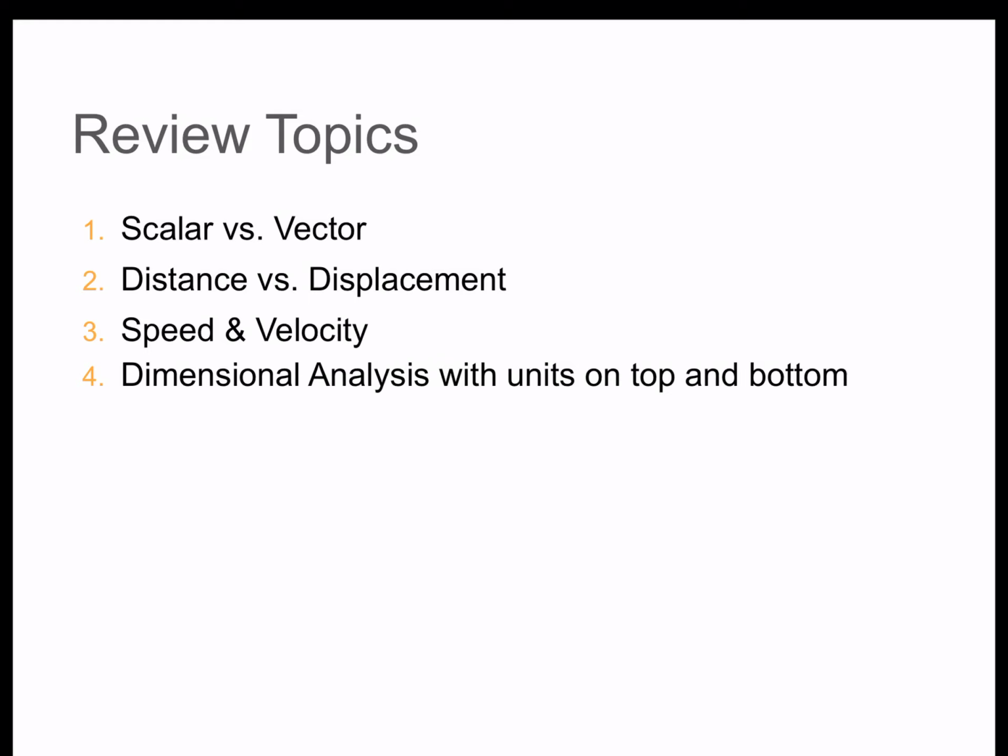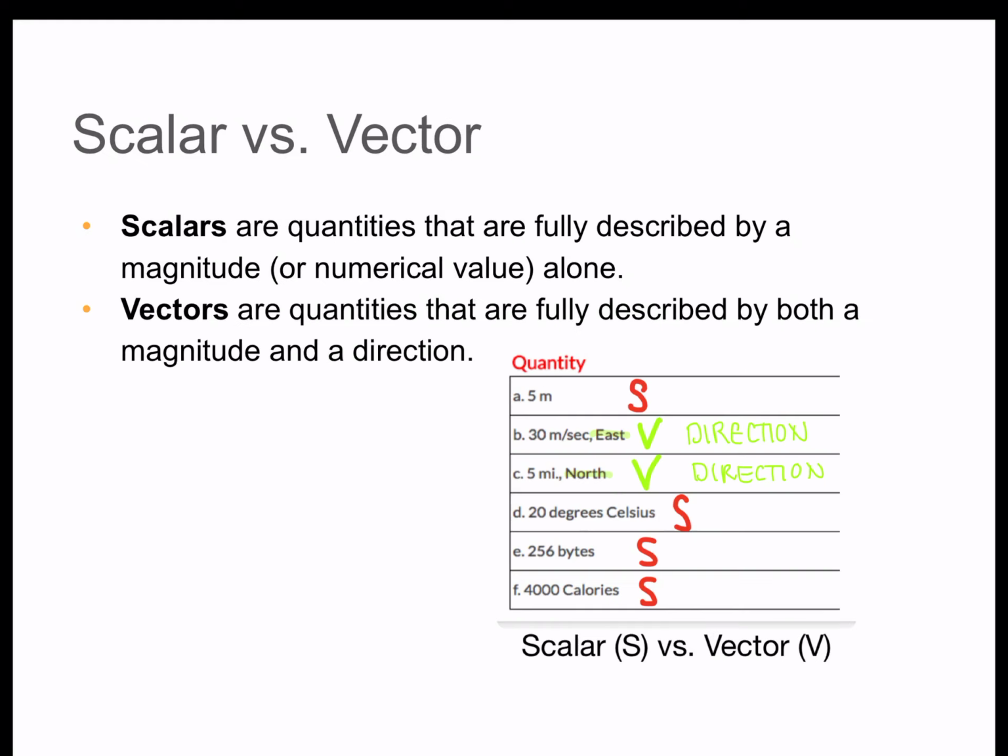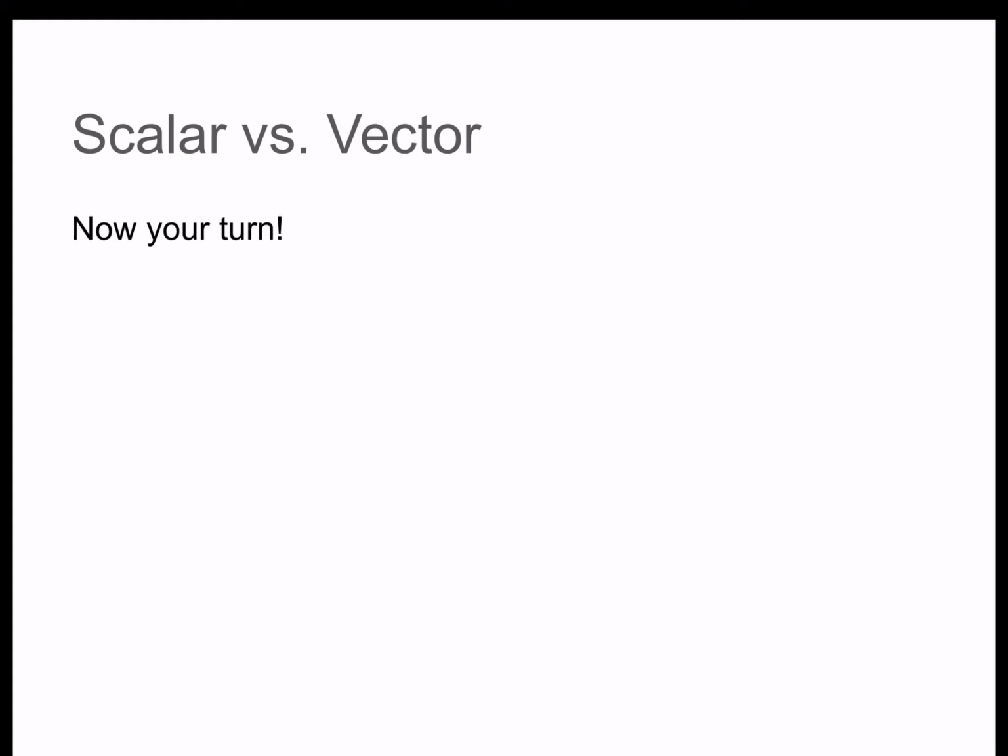So starting with scalar versus vector. So here's a review on the definitions. A scalar is a quantity fully described by a magnitude, so saying like 5 meters or 20 degrees Celsius, two of the examples that are shown below. A vector is a quantity described by magnitude as well as direction. So 30 meters per second east, by having the east there, that makes it a vector, versus a scalar would just be 30 meters per second. Now your turn for some examples.